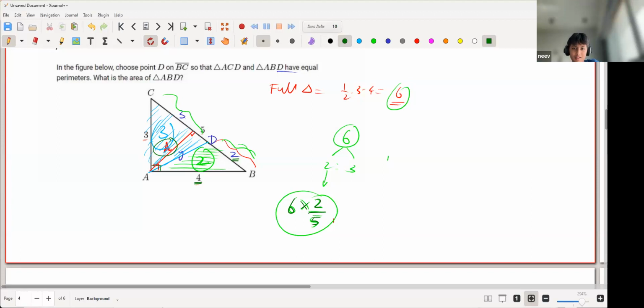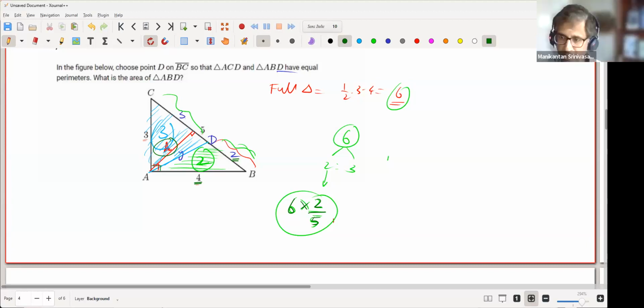Okay. Since the height of both the triangles is same, therefore the ratio of the areas of both the triangles will also be the same ratio of 3:2. So therefore you have to divide 6 into 5 parts in the ratio 3:2, with ADC getting 3 parts and ABD getting 2 parts. Very well explained, Rachit. Does it make sense, Neeb? Yeah, I've got it now.